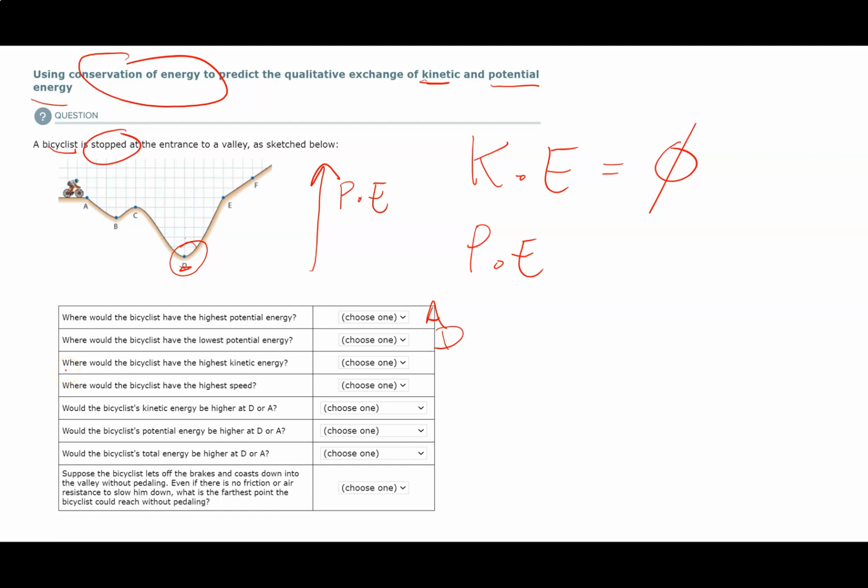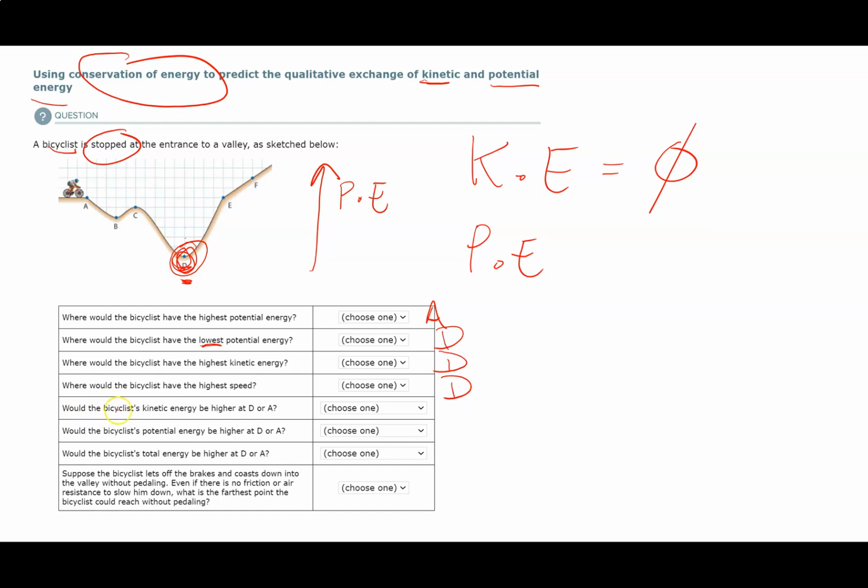And then it says, where would the bicyclist have the highest kinetic energy? Where would they be going the fastest? Well, they're going to be going the fastest right at the bottom of that hill there. So that's going to be D. And that also explains why they have the lowest potential energy at D, right? And then it says, where would the cyclist have the highest speed? So again, that's where they've got the maximum kinetic energy. So that's going to be at D.